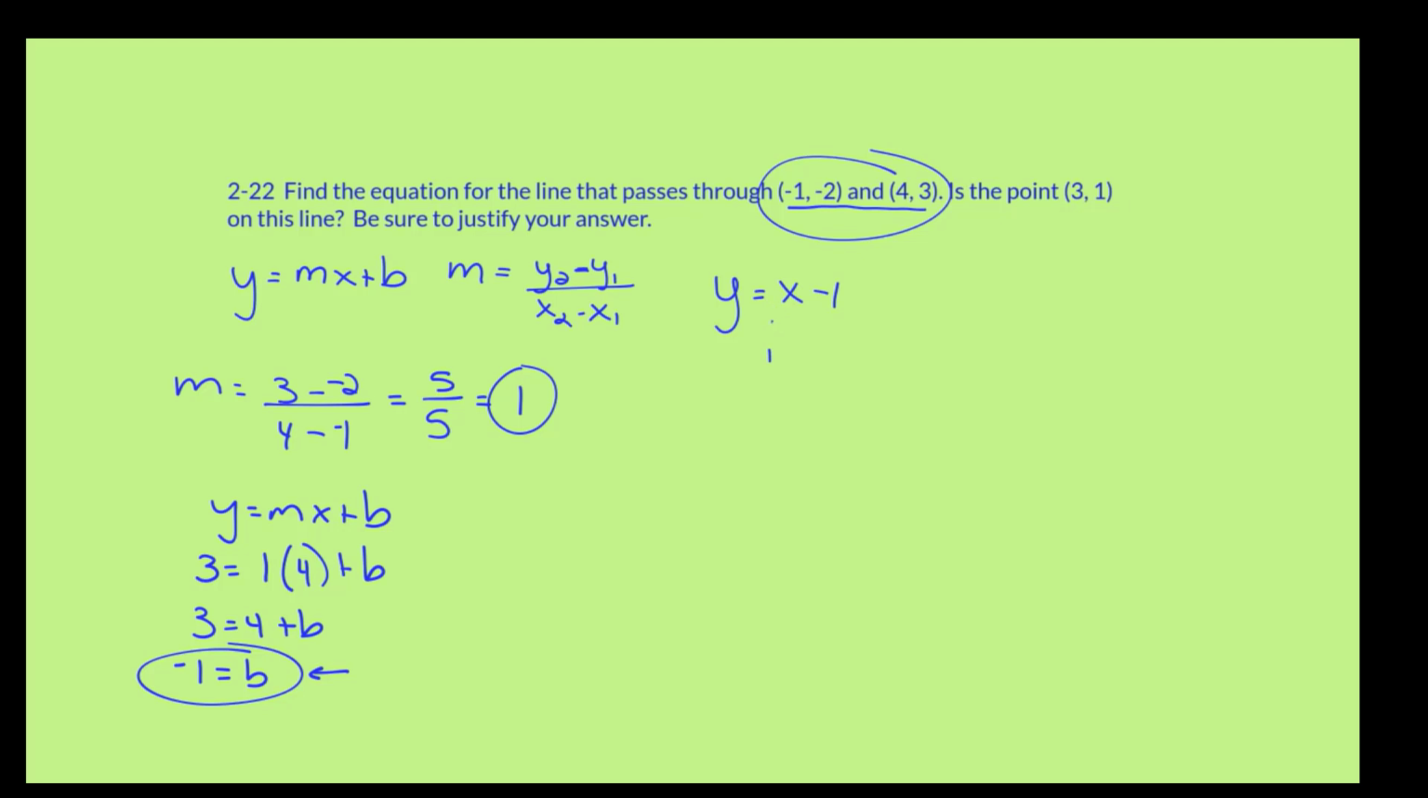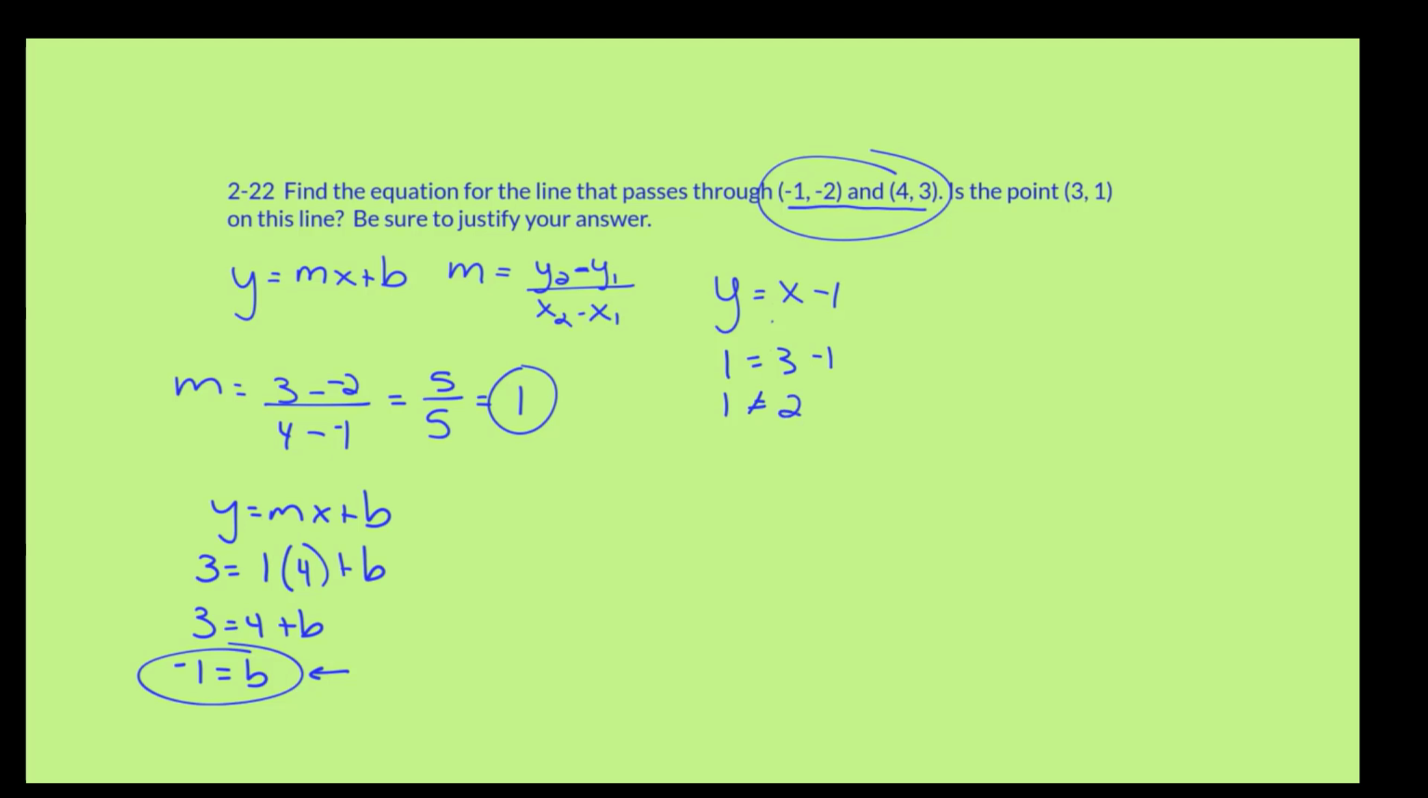And now it wants to know if our point (3, 1) is on it. So what I'm going to do, if I plug 3 and 1 in, then I should have two sides of the equation that equal each other. So let's plug my 1 in for y, and then my 3 in for x. Well, 1 does not equal 2. So therefore, we know it's not on the line.